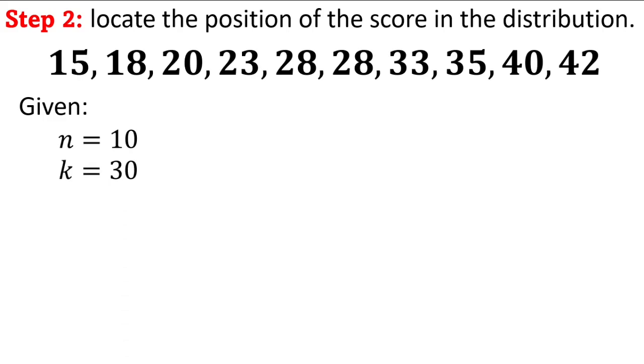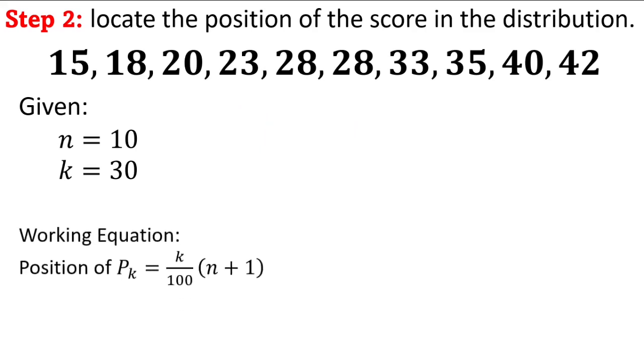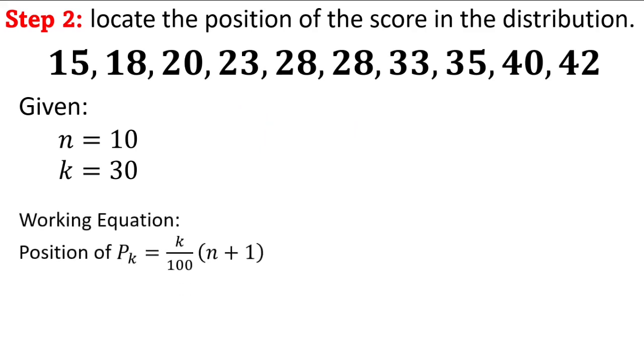If we will be solving this using decile, 30% is equal to third decile. Okay? So kapag nahanap mo na yung third decile, pareho na sila ng 30th percentile. Okay? So proceeding, say tapusin natin siya using percentile. Working equation will be the position of the unknown percentile is equal to k over 100 of n plus 1. Substitute all the given values. N will be 10, k will be 30.